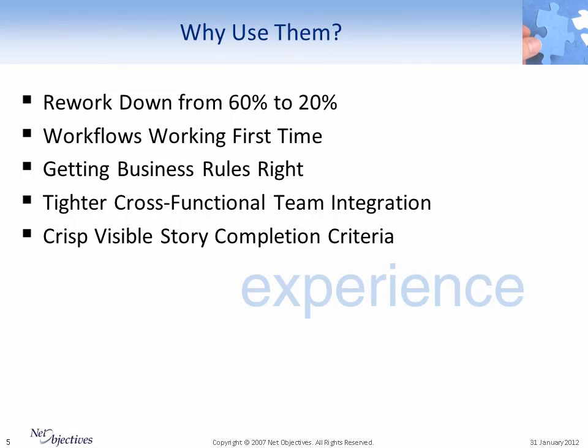Here are some experiences with teams that have followed the acceptance test-driven process. In one case, rework went down from 60% to 20%. This meant that productivity doubled, since time for developing new features went from 40 to 80%. In other cases, the workflows were working the first time the system was brought up. Getting the business rules right, as an example we shall see, prevents rework.